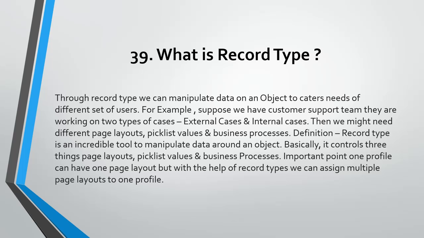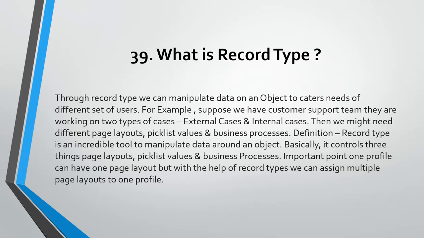What is record type? Through record type, we can manipulate data on an object to cater to the needs of different sets of users. For example, suppose we have a customer support team. They are working on two types of cases: external cases or internal cases. Then we might need different page layouts, picklist values, and business processes for different types of cases.